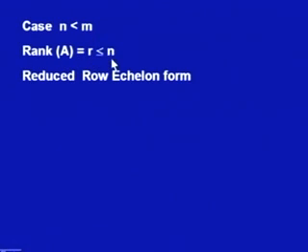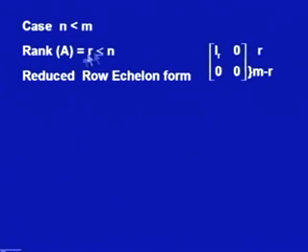Now, if we have such a system, then we can reduce the augmented matrix in this form. This is the reduced row echelon form, in which rank is r. So, we will be having I_r here, the identity matrix, and the rest of the rows will be 0. Since we are having rank as r, then m minus r rows will be 0.